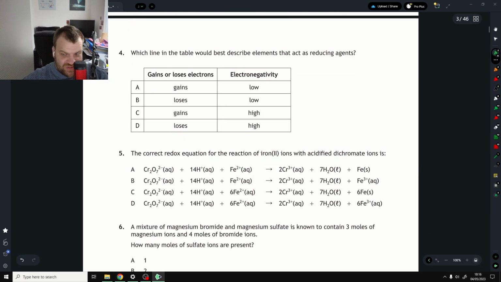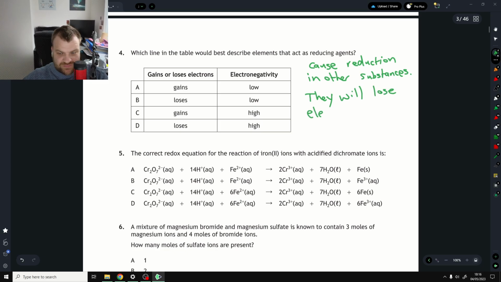Moving on, talking about reducing agents. Reducing agents cause reduction in other substances. They will therefore lose electrons. The reducing agent itself would be oxidized. Electronegativity is to do with the attraction for electrons. If we have something that will easily give up electrons, it would likely have a low electronegativity. Therefore, B would be our right answer.